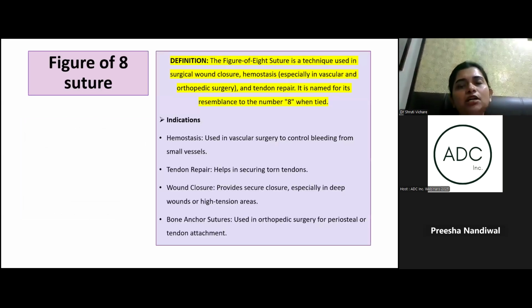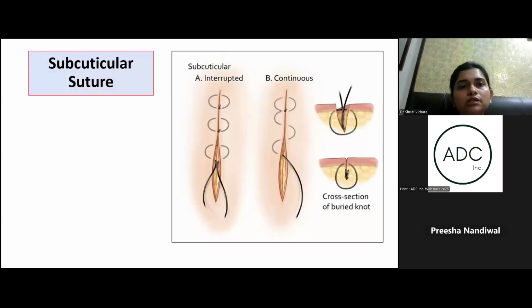Figure of 8 suture is again a technique very commonly used for achieving hemostasis for surgical wound closure and in orthopedic surgery, as well as in oral and maxillofacial surgery. It is also used for tendon repair, wound closure, and as bone anchor sutures. Okay, now what is it? Again, not in the purview of this webinar here.